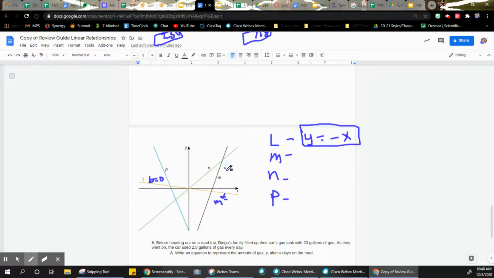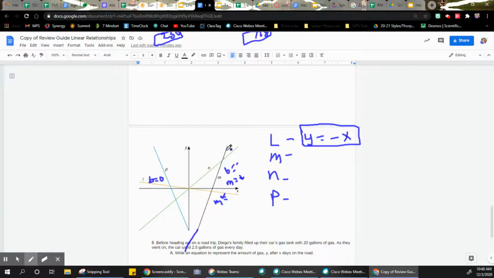M obviously has a b. It's not going through the origin here. It's going to go all the way down here. We're going to have to continue all the way down, and it's going to be a super negative number. So whatever b's number is for M is negative. But M's slope is positive. So I have to write a very low negative number, but a positive slope.